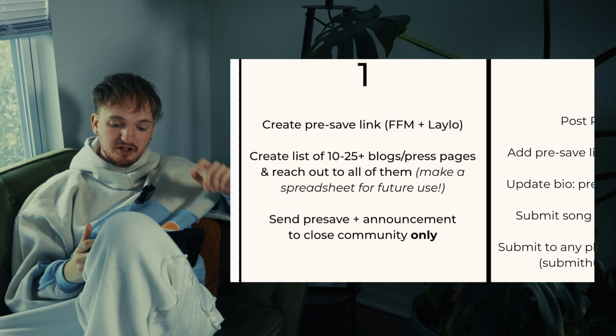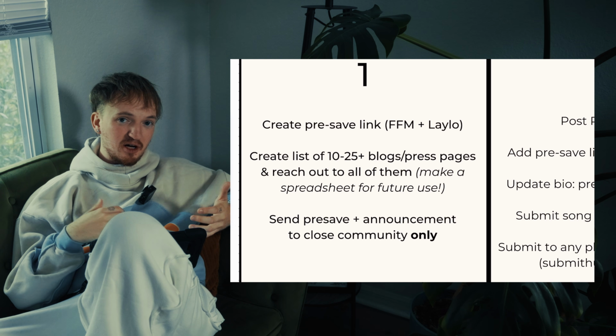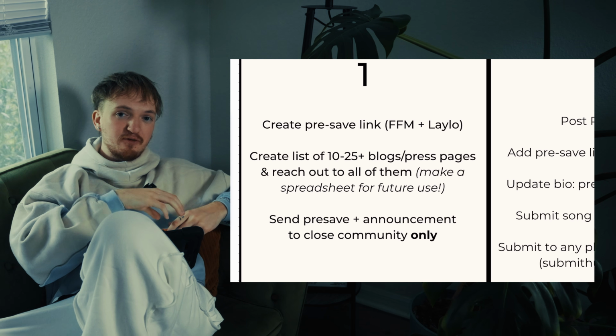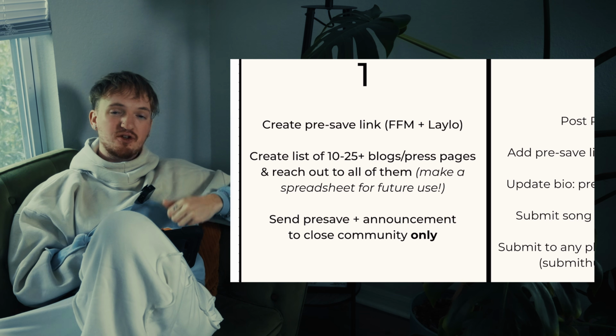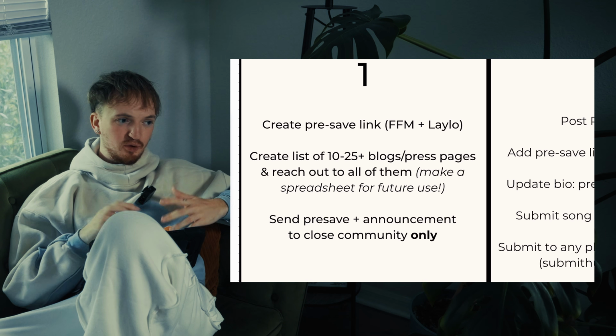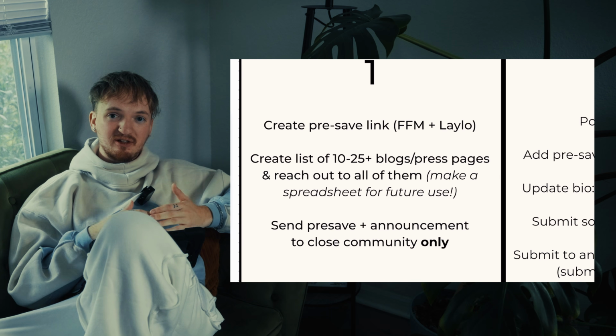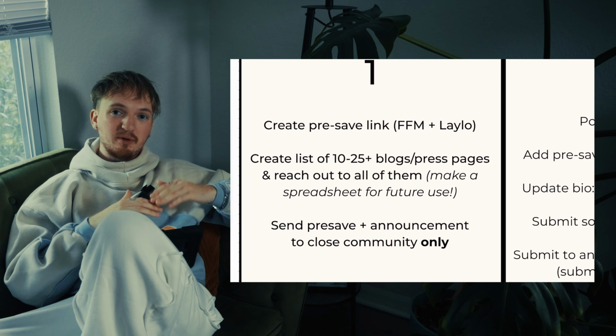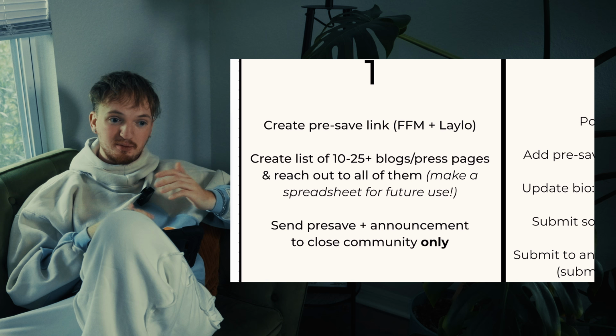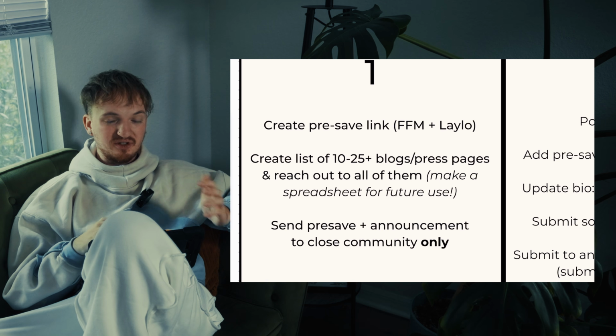On day 1, you're going to create a pre-save link. I like to use a combination of FFM and Lalo. FFM is going to work as a pre-save. You can also use your distributor's pre-save link or whatever other pre-save link you have. And then Lalo is really cool. It's basically going to let fans give you their number, and you'll be able to text them when the song drops, and you'll be able to text them for future releases too. So it's a great tool to have.